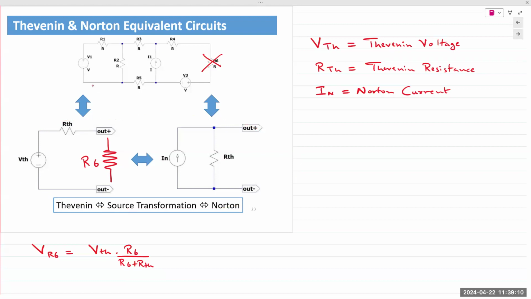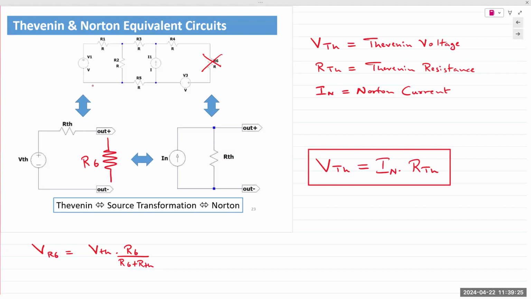Okay, one final thing is this. We have voltage, resistance, and current. Ohm's law can be used to relate the three quantities. So VTH, Thevenin voltage, is equivalent to Norton current times the Thevenin resistance. So obviously, if you have two of these values, you can find the third.